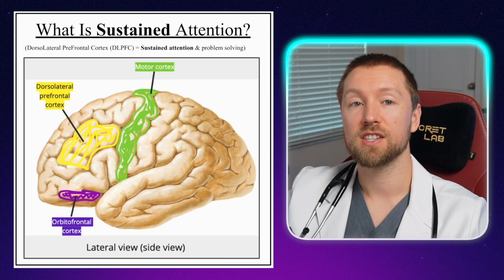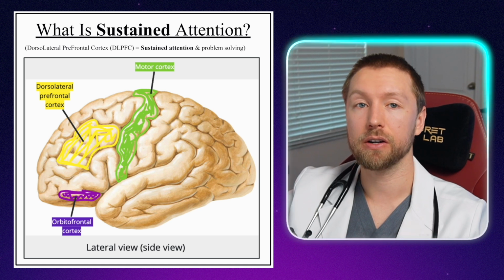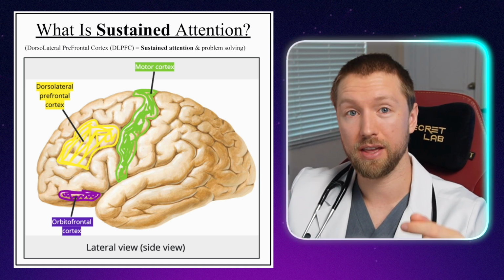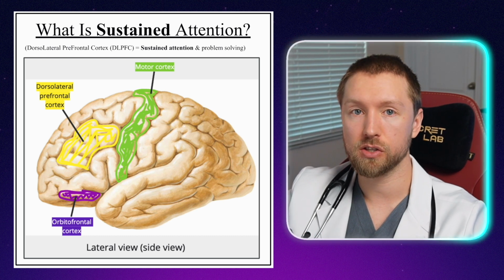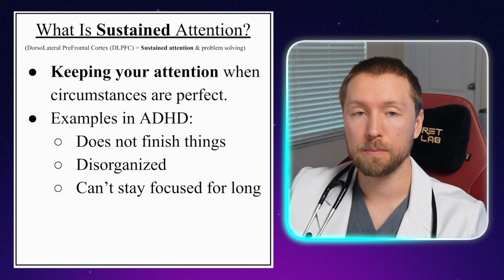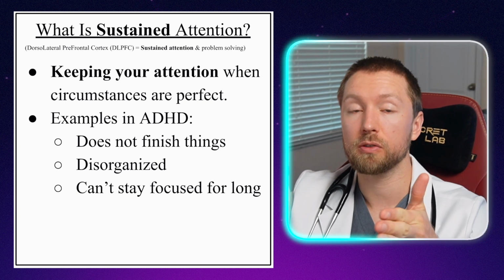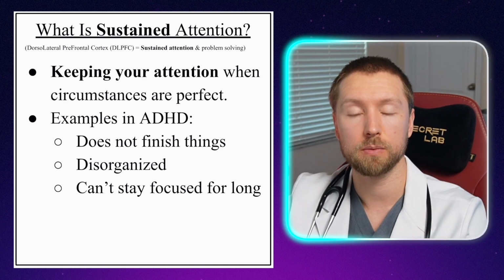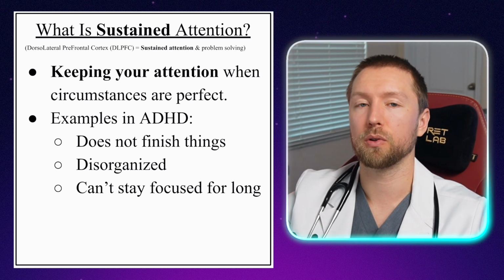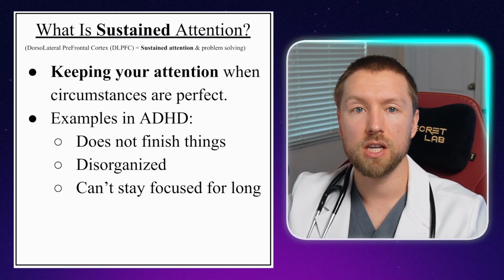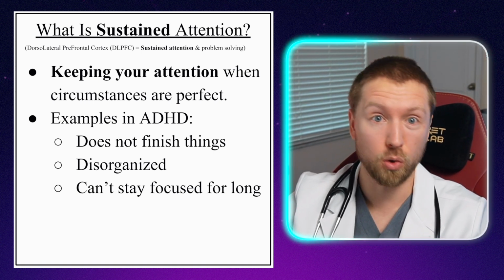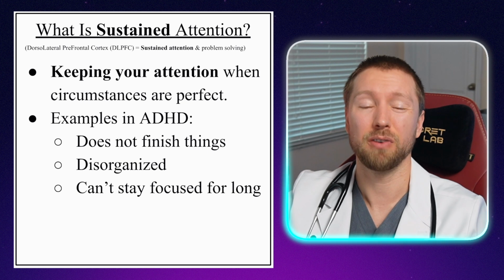Now, what is sustained attention? And here, we're talking about the dorsolateral prefrontal cortex, there in yellow. And that is associated with sustained attention. What is sustained attention? Well, it's about keeping your attention or keeping your focus on something, even if the circumstances are perfect, aka no one's distracting you. The examples of this in ADHD would look like the child doesn't finish things, the child is disorganized, or they can't stay focused for long.